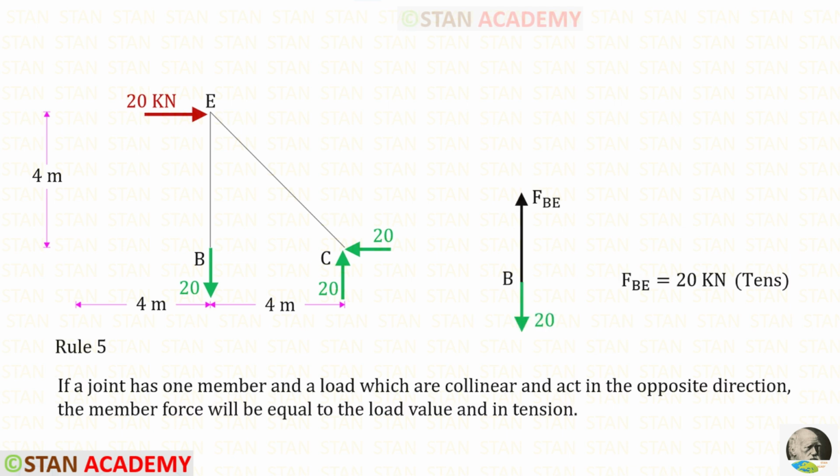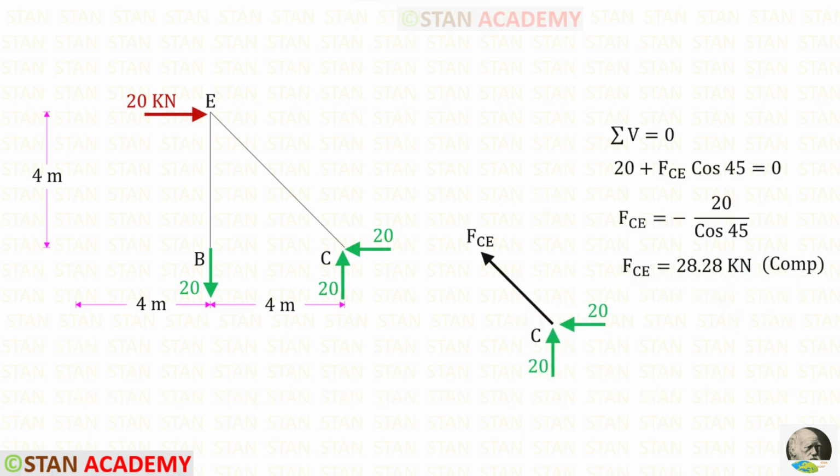Now again let us take the joint B. Here we can apply the rule number 5. 20 and FBE are acting in the opposite direction. So FBE will be equal to 20 and nature of the force will be in tension. Only one member is left out, that is CE.